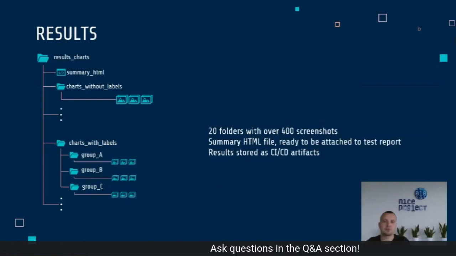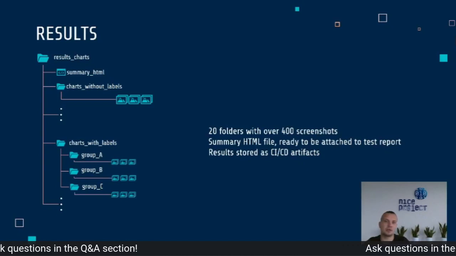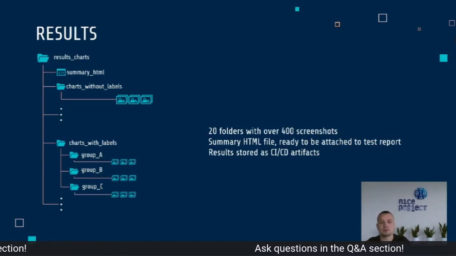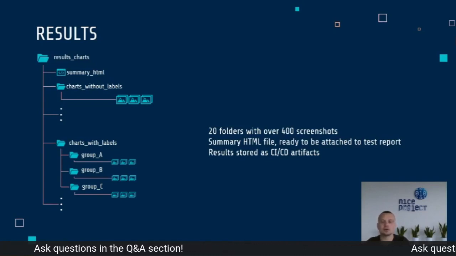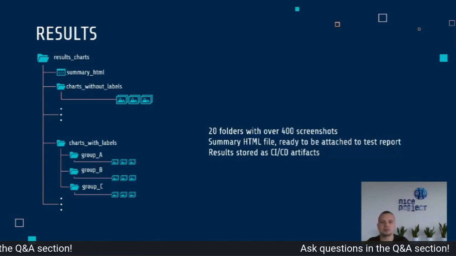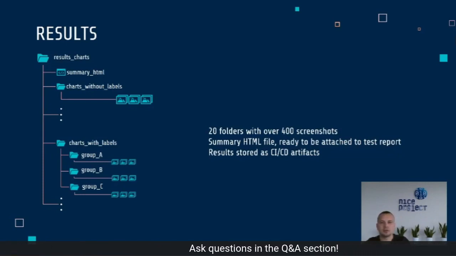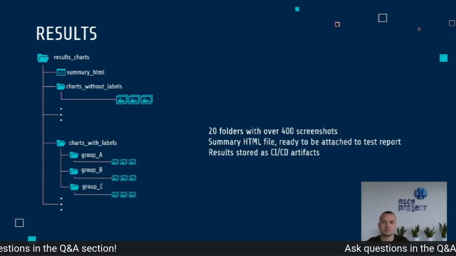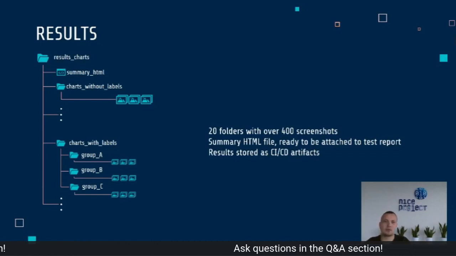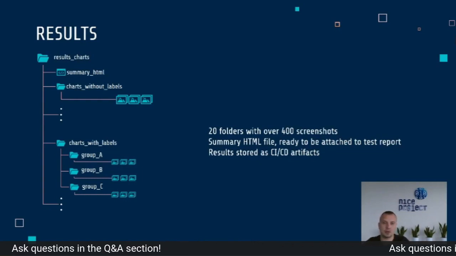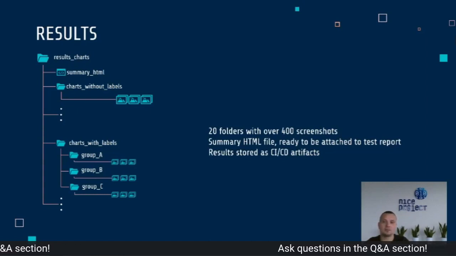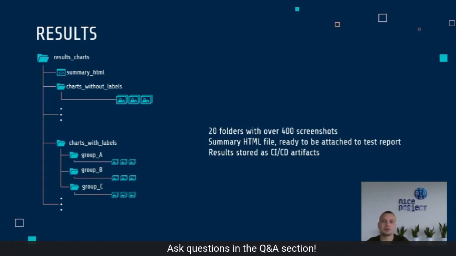As a result of the program, we get the final outcome folder with the structure that you can see on the left part of the screen. There are folders with the charts without the labels mentioned before. So the folder contains screenshots directly. And there are folders containing subfolders for each of the process groups. And screenshots are gathered in those subfolders. Overall, in my case, more than 20 folders and over 400 screenshots are collected each run.